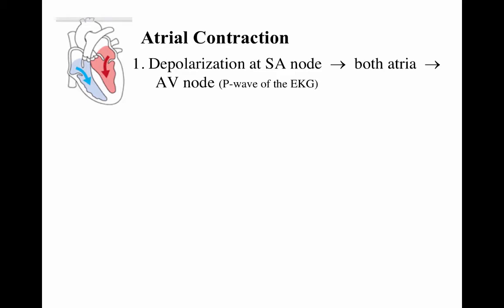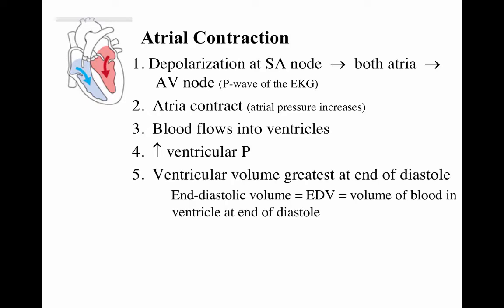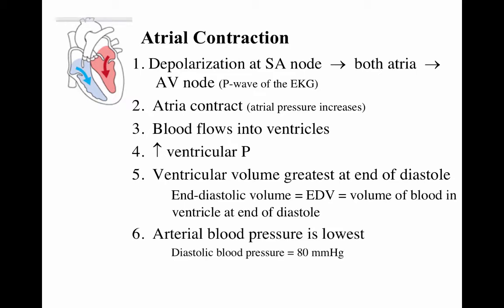In atrial contraction, we see depolarization at the sinoatrial node, both atria, and the atrioventricular node, and this is the P wave of the EKG or the ECG. The atria contract and atrial pressure will increase. Blood flows into the ventricles, and here we'll see an increase in ventricular pressure, and ventricular volume is greatest at the end of diastole. The end diastolic volume, or the EDV, is the volume of blood in the ventricle at the end of diastole. The arterial blood pressure is lowest at this point. Diastolic blood pressure will be approximately 80 millimeters of mercury.